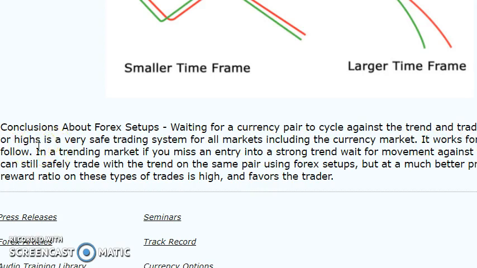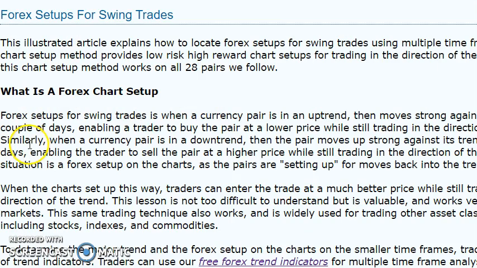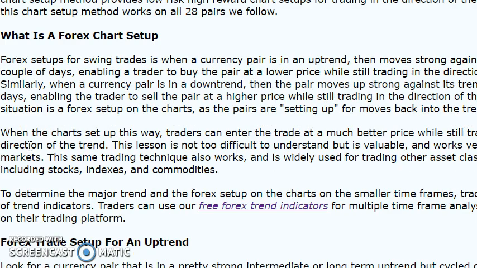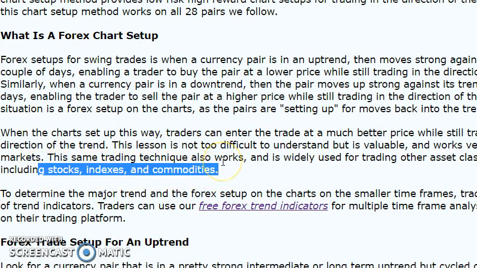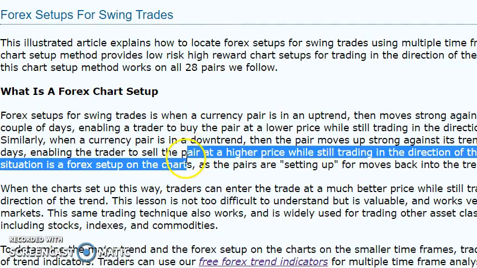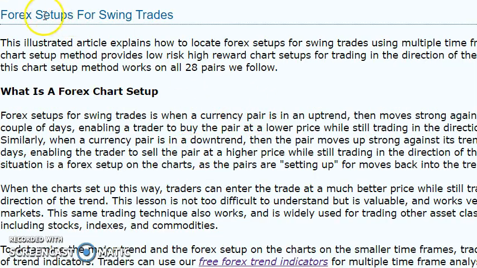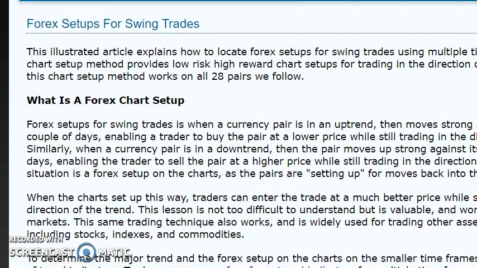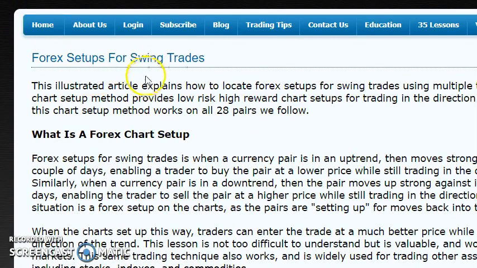This method is used in all markets. If I can show you here, on the stocks and commodities and index market, the relative low and relative high method of trading within the context of a trend is used in all markets. And so we're showing you how to do it with this lesson for Forex trades. So this is lesson 33, Forex setups for swing trades.